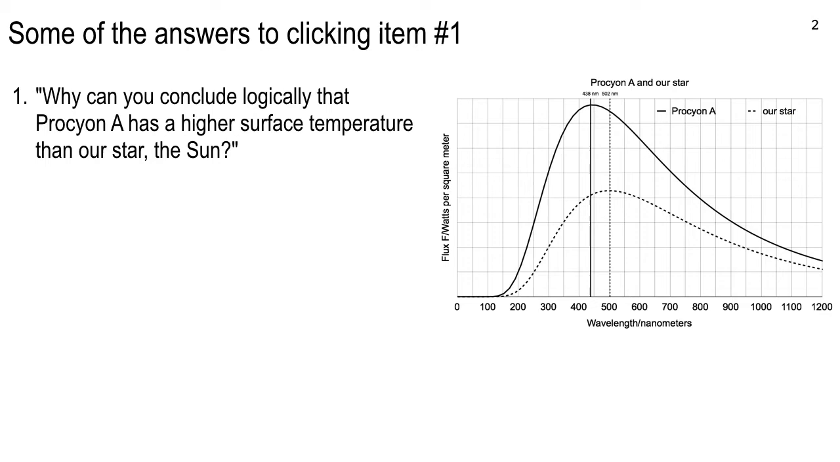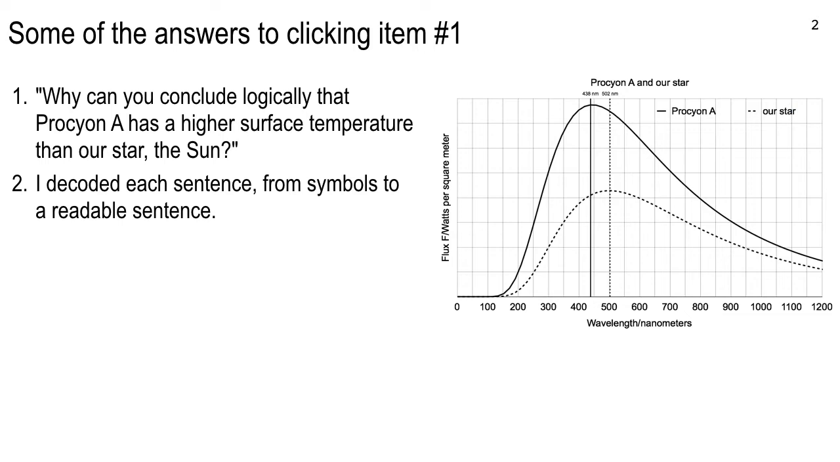All right, sorry. Let's get back to business here. The clicker question, you may have noticed I've been increasing the complexity of the clicking. The first clicking task used symbols in a code table. This time, your objective was to write a full sentence, as well as you could, given that we don't have a full dictionary of words and tenses and everything like that. Why can you conclude logically that Procyon A has a higher surface temperature than our star, the sun?